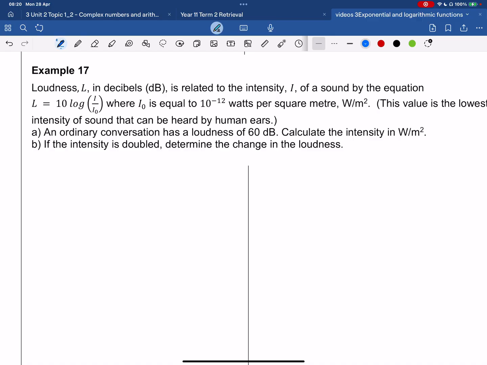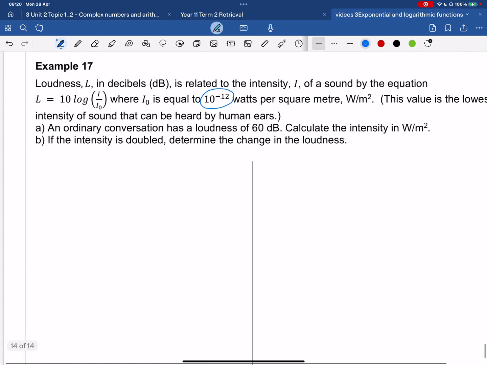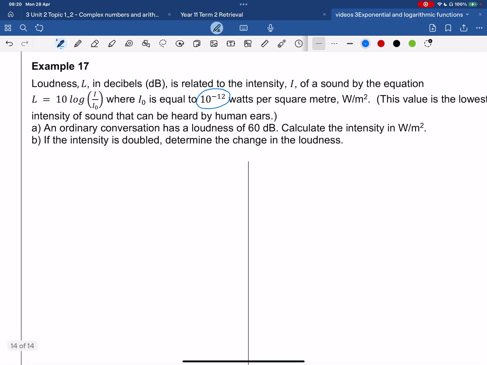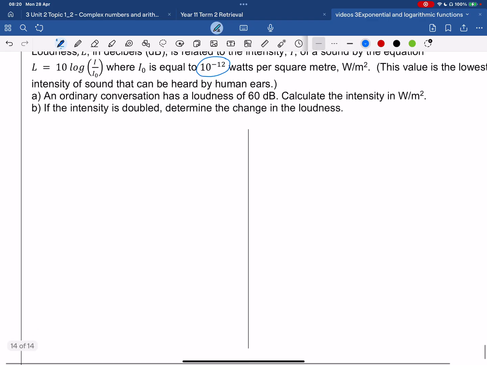All right, loudness in decibels is related to the intensity of a sound by the equation L equals 10 log I over I0, where I0 is equal to 10 to the negative 12 watts per square meter. That's a tiny number, okay? This value is the lowest intensity of sound that can be heard by human ears, definitely not my ears. An ordinary conversation has a loudness of 60 decibels. Calculate the intensity in watts per square meter.